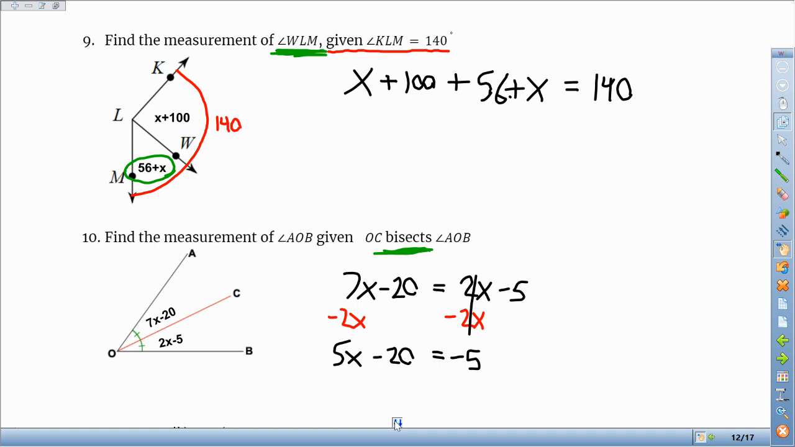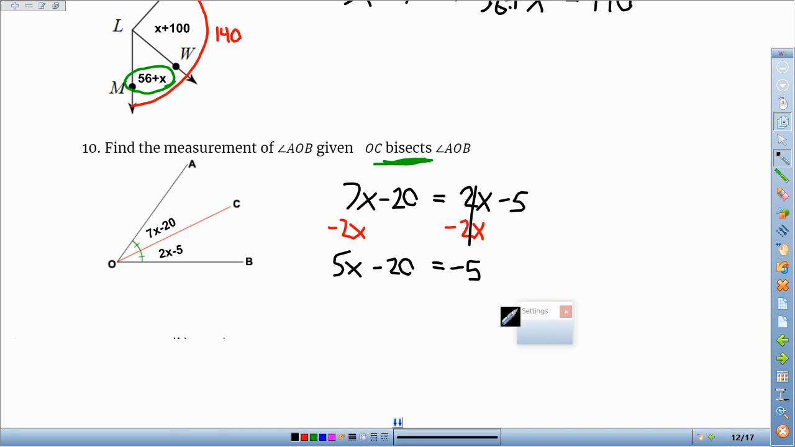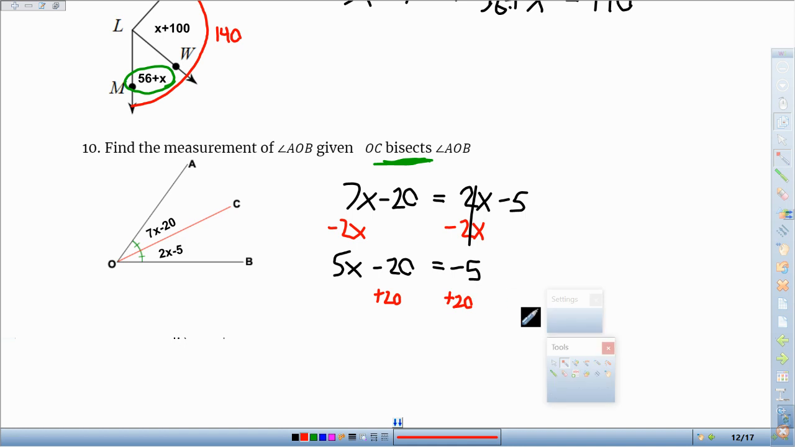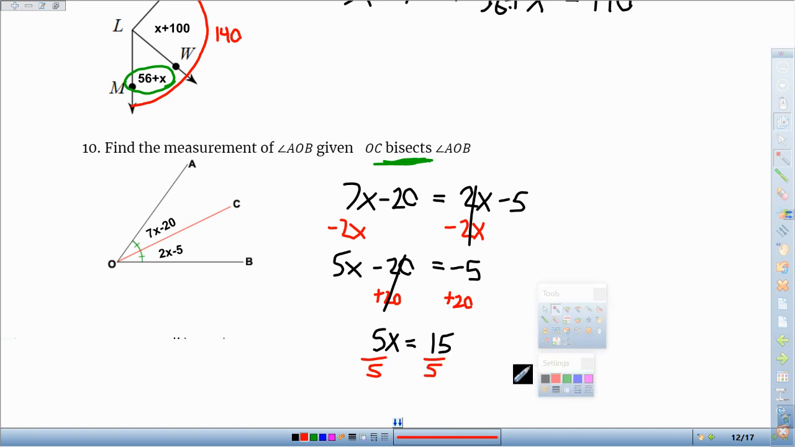Okay, and then from here, we can start solving. Adding 20 to both sides, I'm getting 5x equals negative 5 plus 20. Careful, type it into your calculator if you're not sure. This gives me a positive 15. And then dividing both sides by 5, I'm going to get x equals 3.